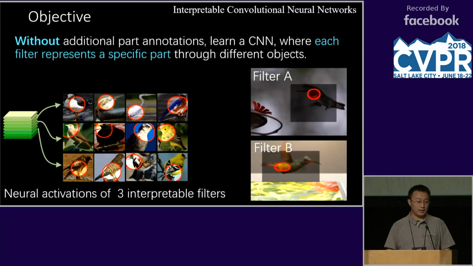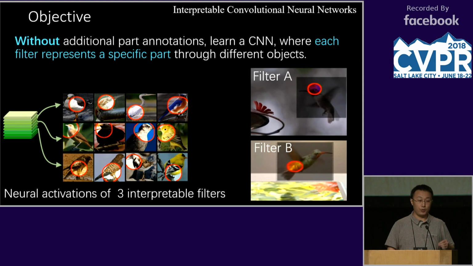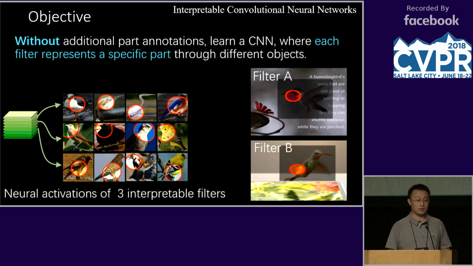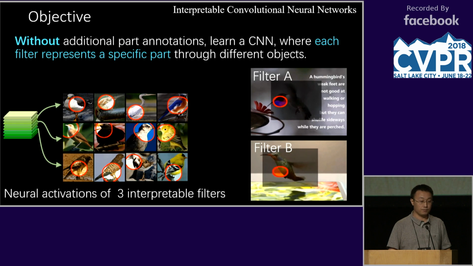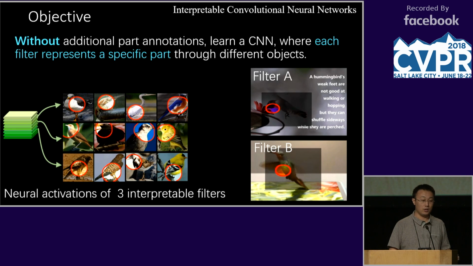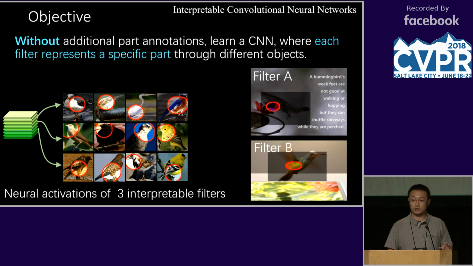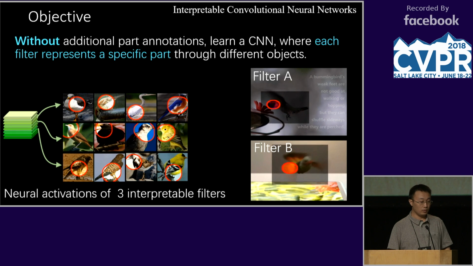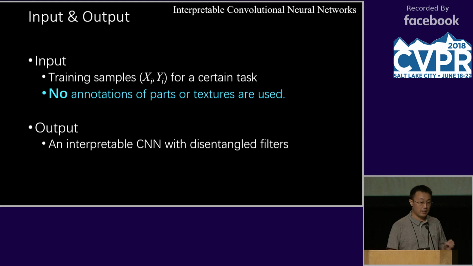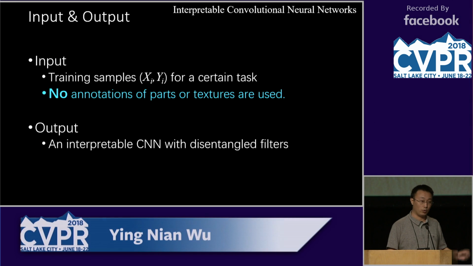So in our study, we aim to learn an interpretable convolutional neural network, where each filter represents a single part among different objects. We do not use any annotation of parts or textures for supervision. We automatically learn such part representations from the raw data. So the input is exactly the same as the traditional neural network. We can collect training samples for classification or segmentation. We do not label any parts or textures.